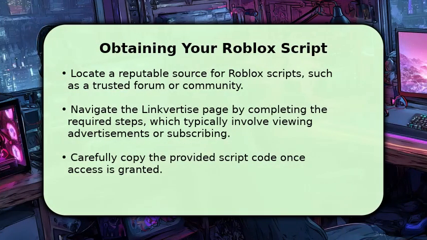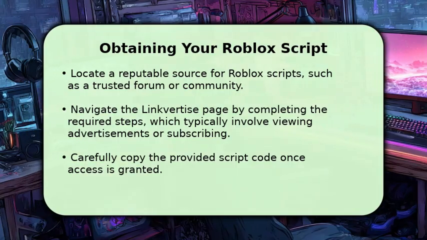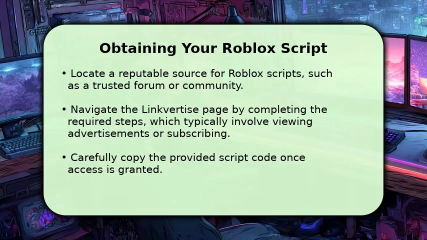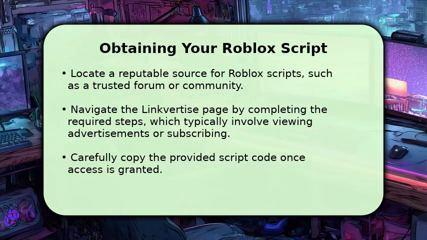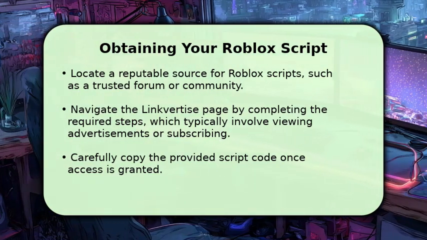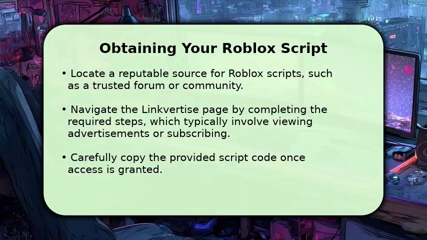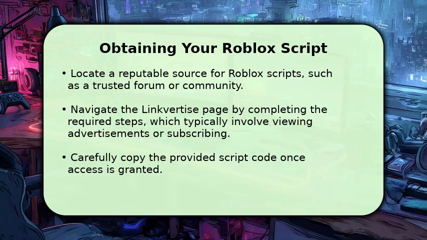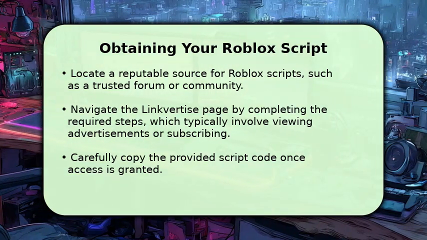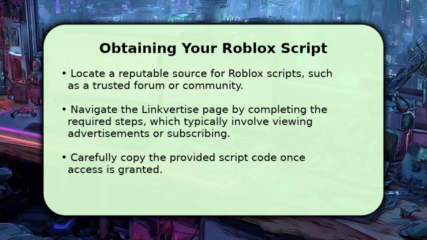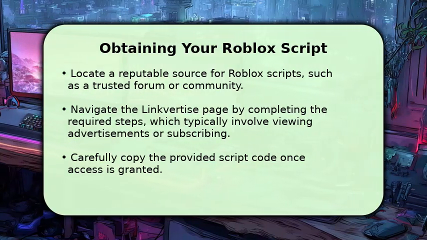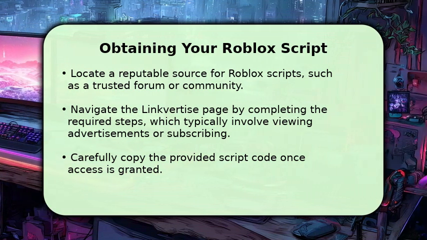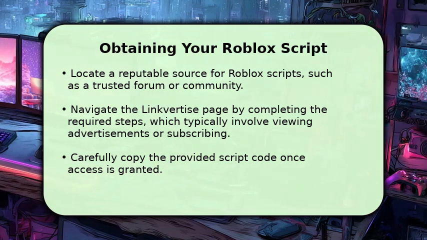To begin, you will need to find a reliable source for your Roblox script. Once you have a link, you will likely encounter a Linkvertise page. This platform requires you to complete one or two simple steps, often involving clicking through advertisements or waiting for a short timer to expire. After successfully completing these steps, the script code will be revealed. It is vital to copy this entire code accurately, ensuring no characters are missed, as even a single error can prevent the script from functioning correctly.